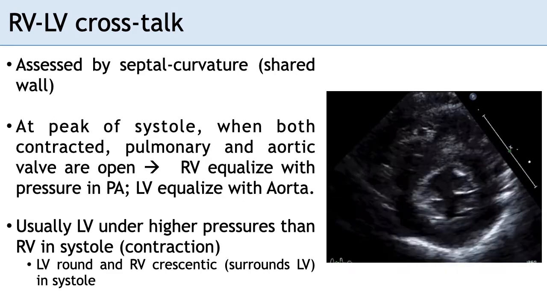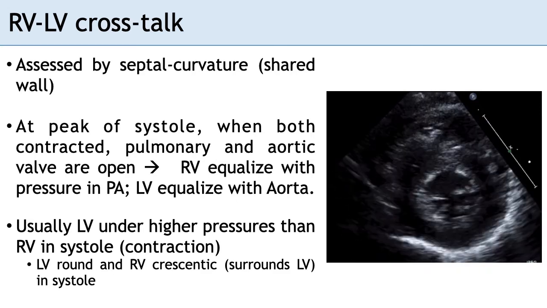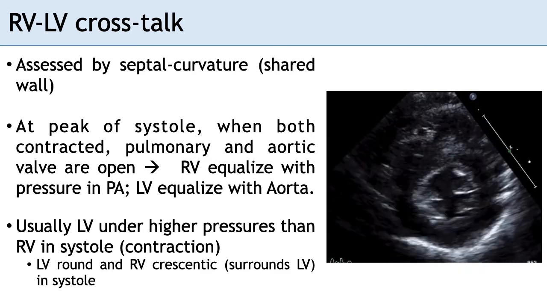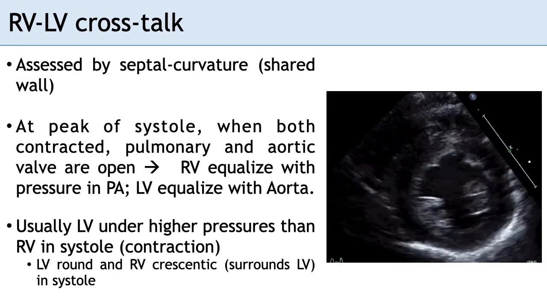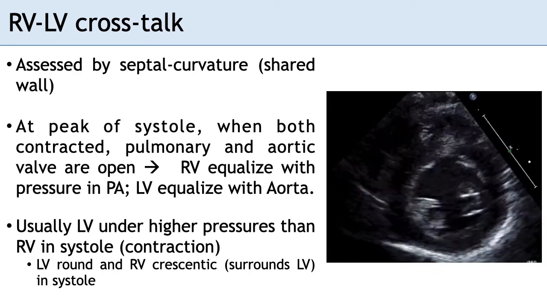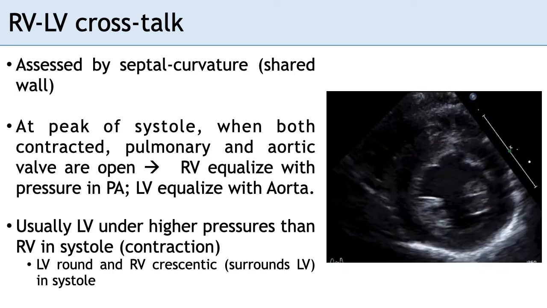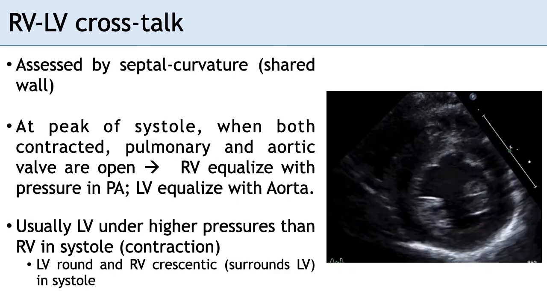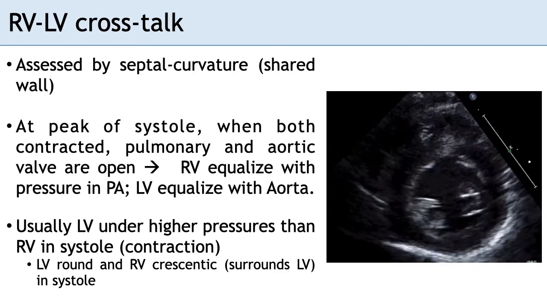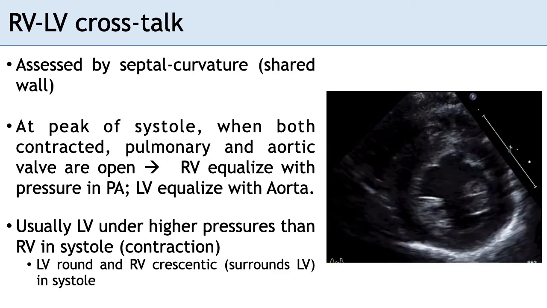if you see flattening of the septum, it indicates that there's probably similar pressures on both sides at the end of diastole, and that can be seen in situations such as high volume overload of the right ventricle, or in the context of diastolic hypertension of the right ventricle when there's RV failure.